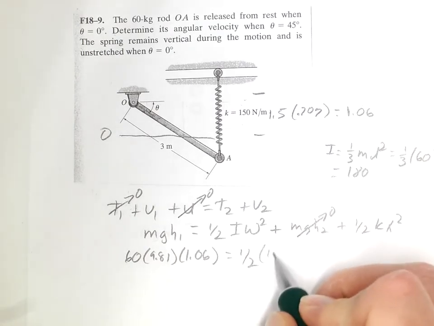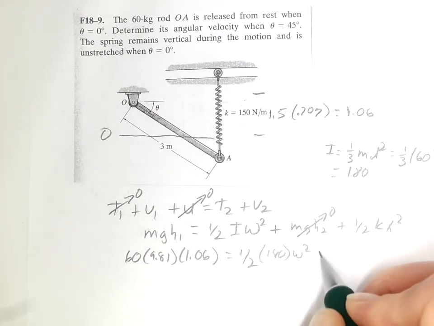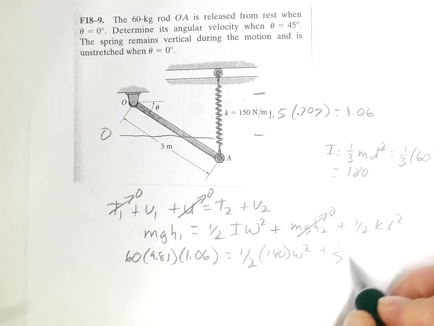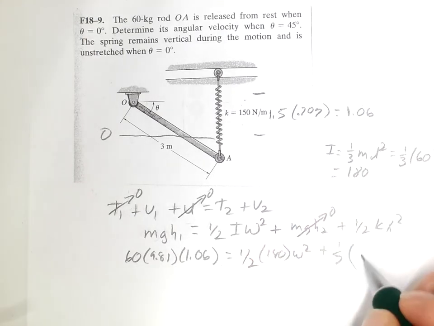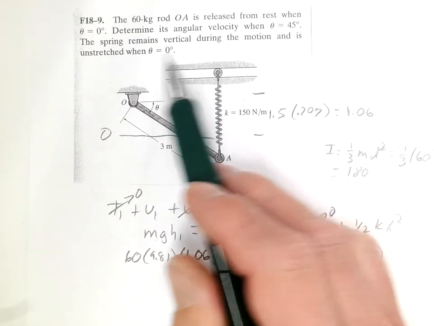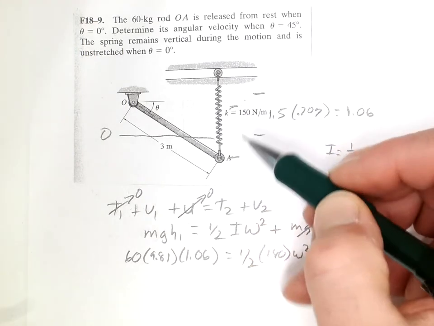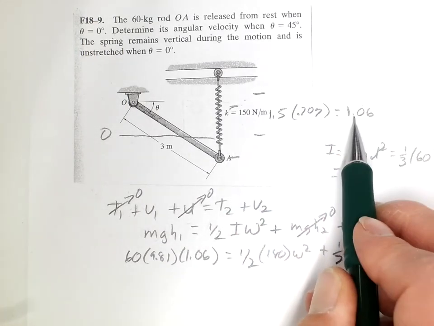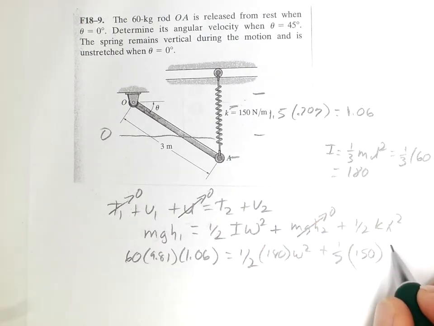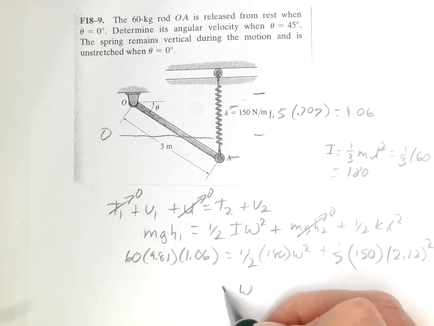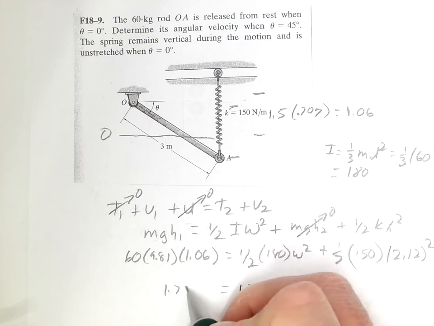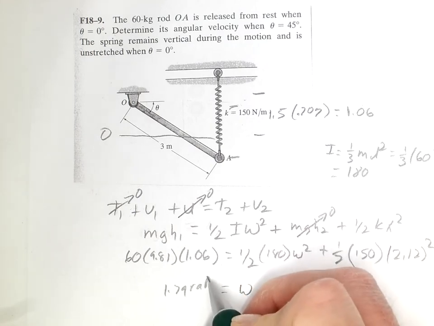So 1/2 of 180 omega squared plus 1/2 k, 150, and x. So we need the stretch. It's unstretched when it's up here, so this is the stretch, which is going to be twice that. So it's going to be 2.12 squared. Solving for omega, omega equals 1.79 radians per second.